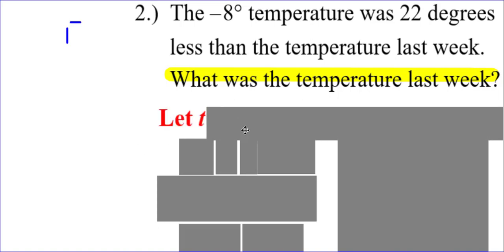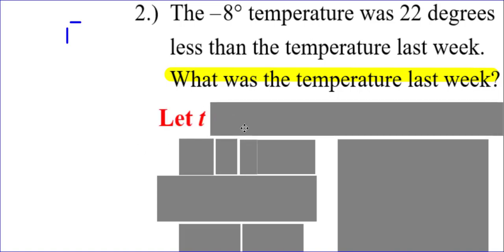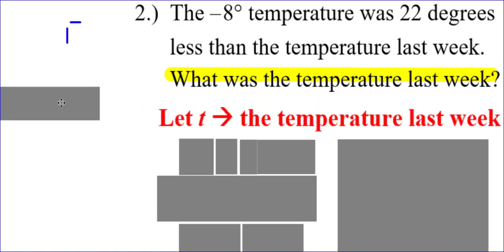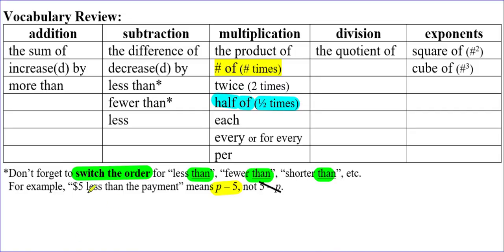So let's pick the letter T. Now, if you choose T, put a little curl on the bottom going to the right, so that way it doesn't look like a plus sign. Let's say that we're going to let T represent the temperature last week, just like we read from the sentence. Now that we have defined our variable, let's go back and translate the problem piece by piece in the same order it was written, unless we see one of these phrases like we saw underneath the chart where we have to switch the order.